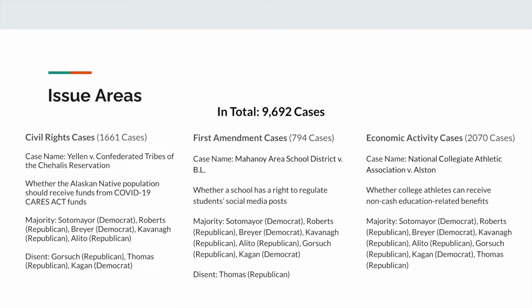And lastly, we have economic activity. Another example of this would be when the NCAA was sued by college athletes over the right to receive non-cash education-related benefits, and the justices all ruled in favor of the college athletes in this case. So you can see the cases are not so clear-cut. The judges vote with different behaviors, but with big data, if we have 9,000 cases, we can see if there are patterns with our justices.